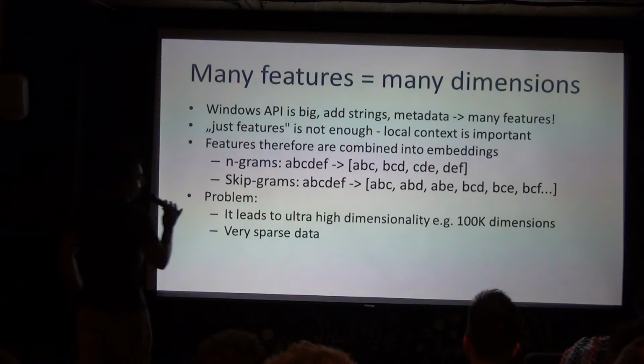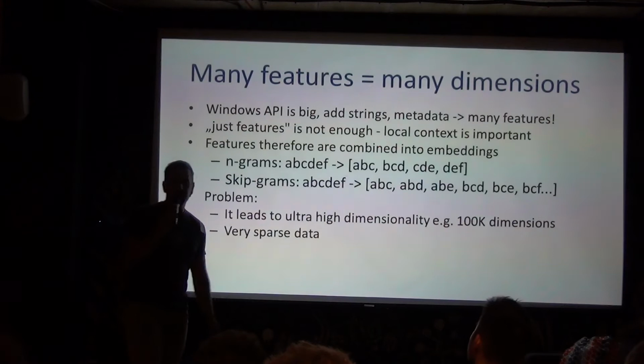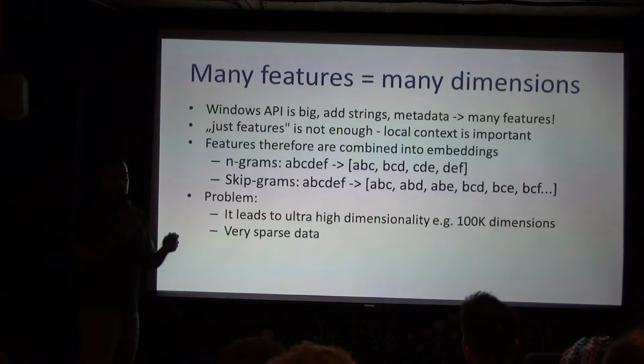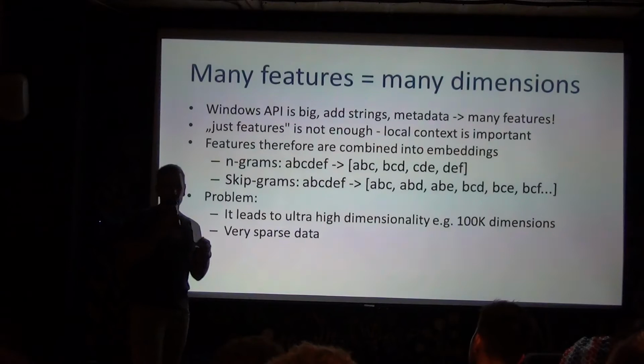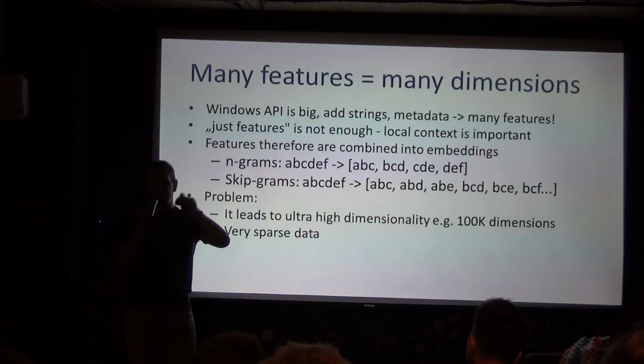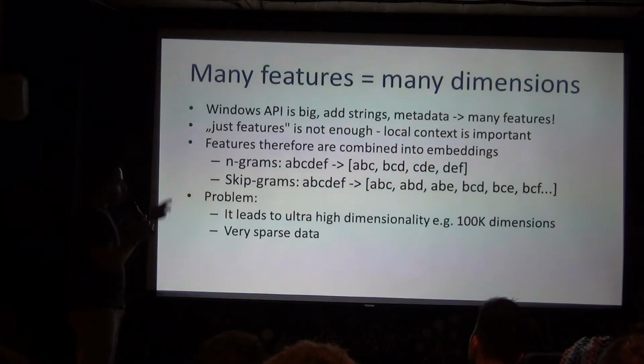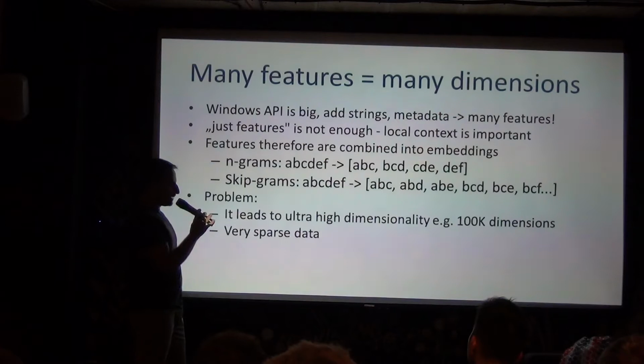Okay, so let's look at the features. The Windows API is big. If you look at the number of exported functions from different DLLs, it's altogether about 50,000 different APIs. Then there are strings or local context, because an API makes sense only if connected to context. Creation of a registry key is not malicious itself until it has some very specific value, like disabling the firewall, right? So this context is very important. What's needed is to create embeddings in the form of n-grams or skip-grams. And it leads to an ultra-high dimensional sample set and very sparse data.